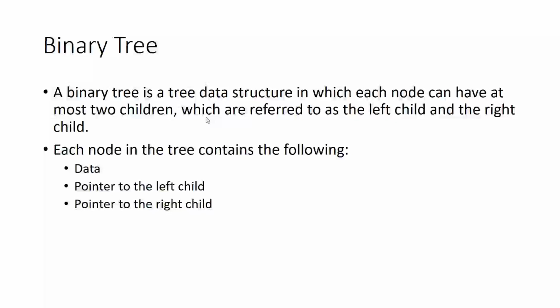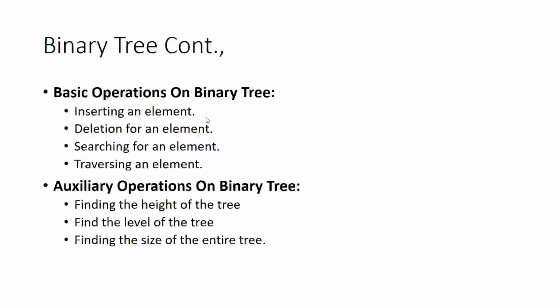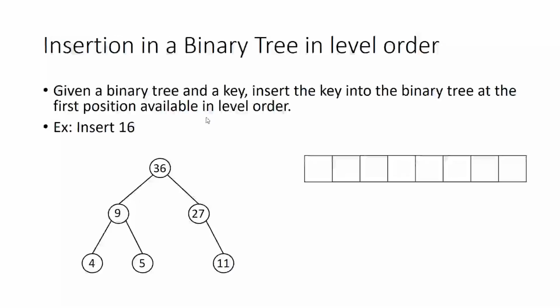So the node in the binary tree will be having data and a pointer to a left child and also a pointer to a right child. The basic operations that can be performed on the binary tree are insertion, deletion, searching and traversing. There are also auxiliary operations that can be performed on the binary tree, that is nothing but finding the height of the tree, finding the level of the tree, finding the size of the entire tree.